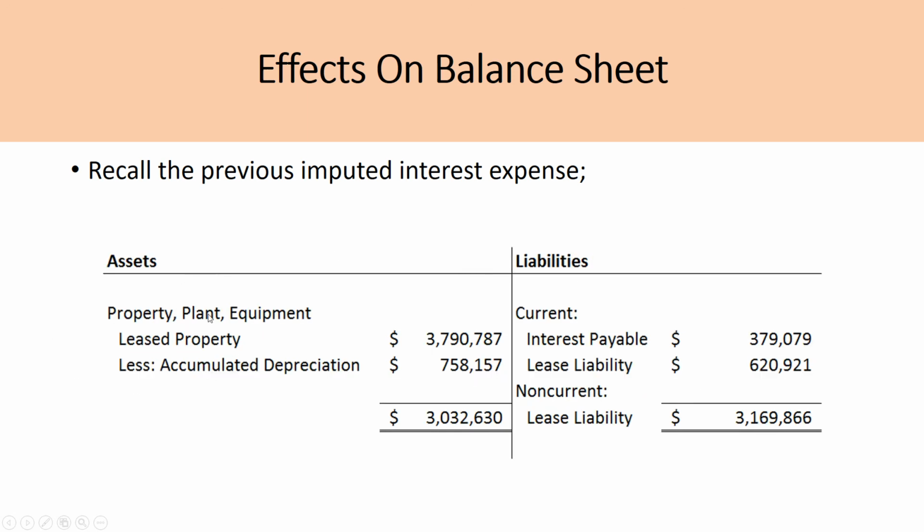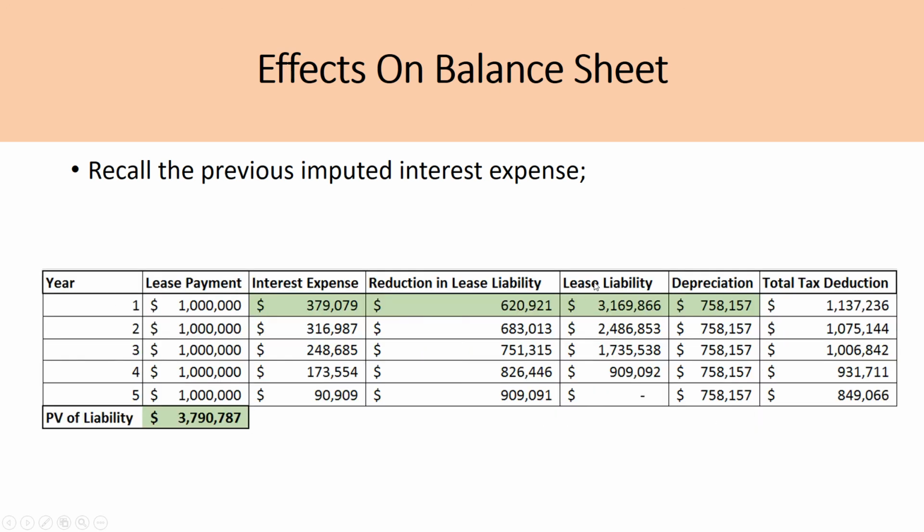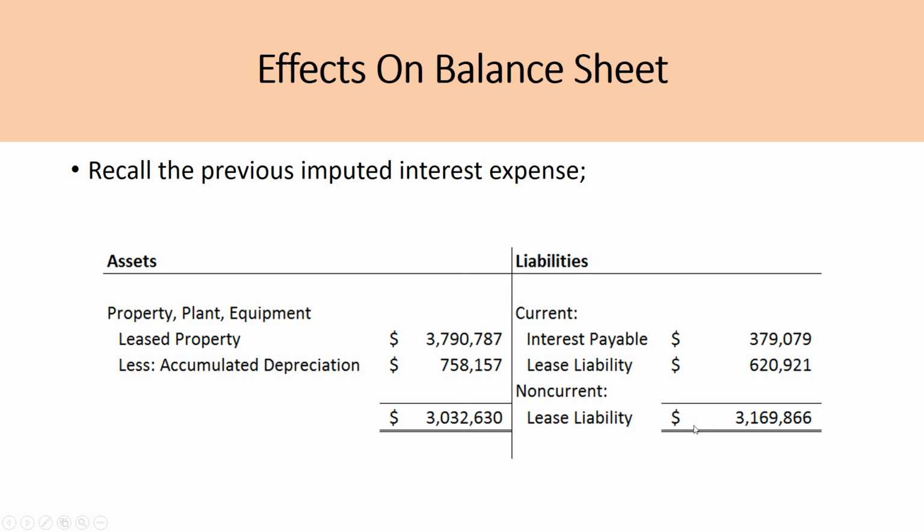And so from the asset side, the value of the leased property initially at year 0 is the present value of the lease liability of the $1 million payments. So it's $3.79 million, right? And then we can subtract the accumulated depreciation year 1 with the straight line method to get the net asset value. And then from a current liabilities perspective, we have interest payable, the imputed interest, plus the lease liability of $620,921. And then we have the lease liability, which is the remaining lease balance, so the 3.169 million, which is after. So that's the non-current liability.